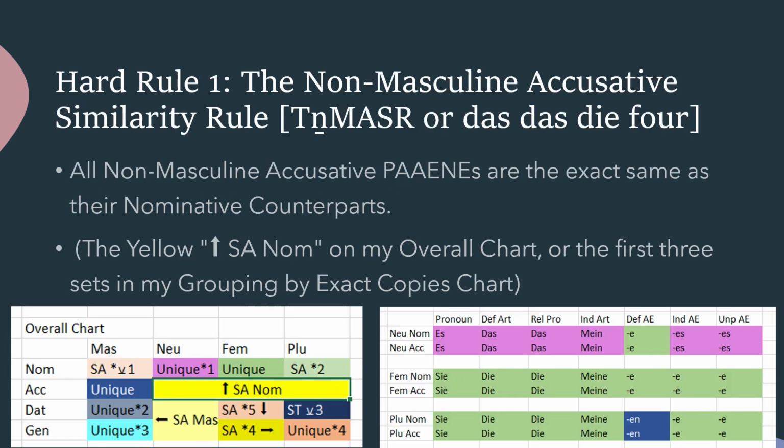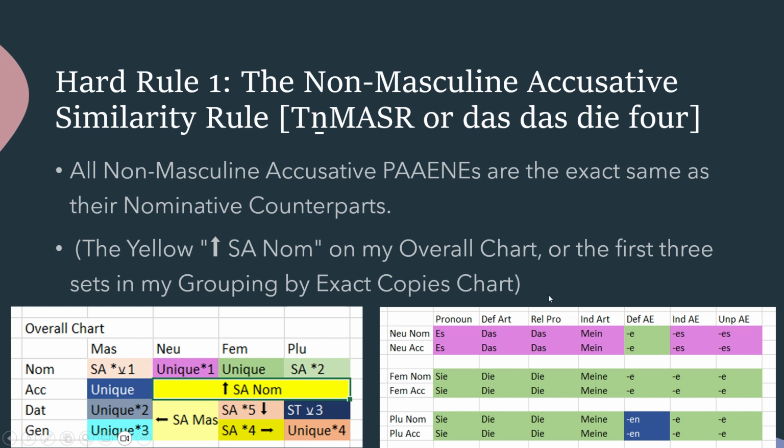So, moving on to hard rule 1, the non-masculine accusative similarity rule. These are hard rules. Again, these are always going to apply regardless of whatever you're talking about. So, all non-masculine accusative stuffs are the exact same as their nominative counterpart. If you want a good example of that, it's what we showed in the chart right here. So the neuter nominative is the exact same as the neuter accusative. The feminine nominative is the exact same as the feminine accusative. The plural nominative is the exact same as the plural accusative.